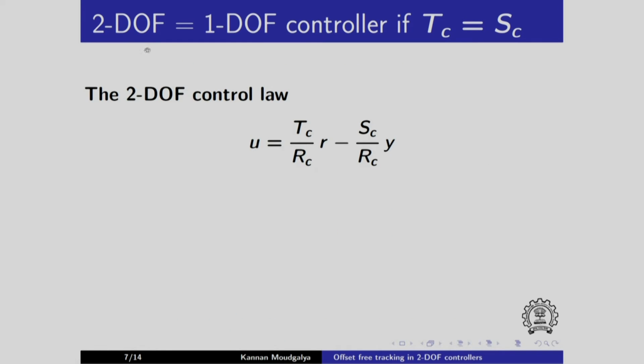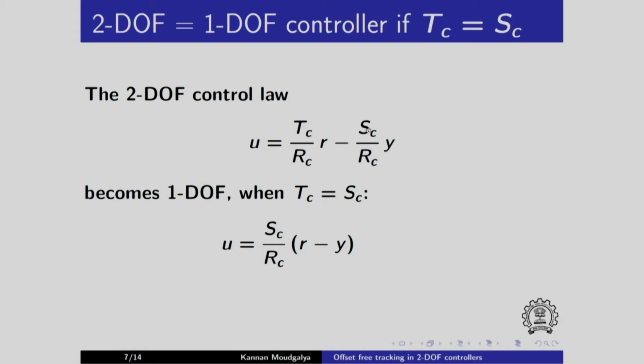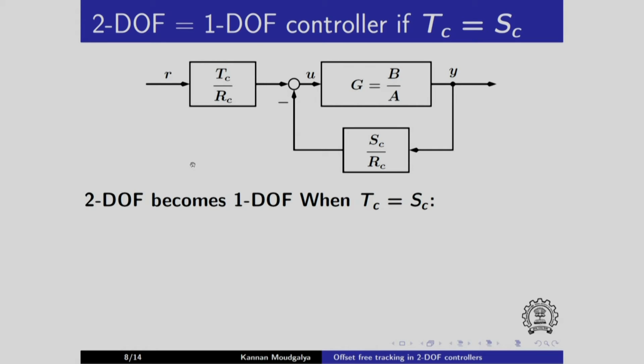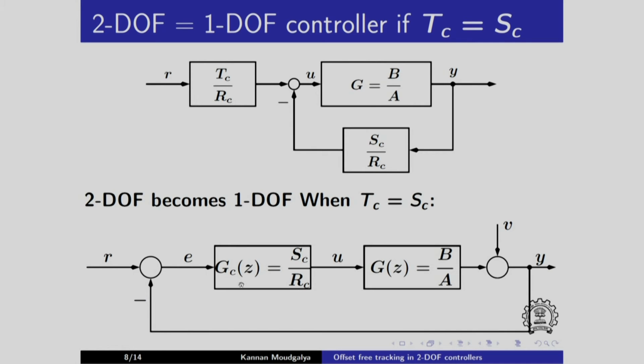We can quickly see that the 2 DOF controller becomes 1 DOF if Tc equals Sc. Let us substitute Tc equals Sc, then I can common factor this Sc out, Sc by Rc into R minus Y, and R minus Y is nothing but the error signal E. This is the standard 1 DOF control law. We can also see it using this diagram. Tc is equal to Sc, so I can put Sc here and I can take this block inside here and call that Gc, which is Sc by Rc, and then R minus Y is E.